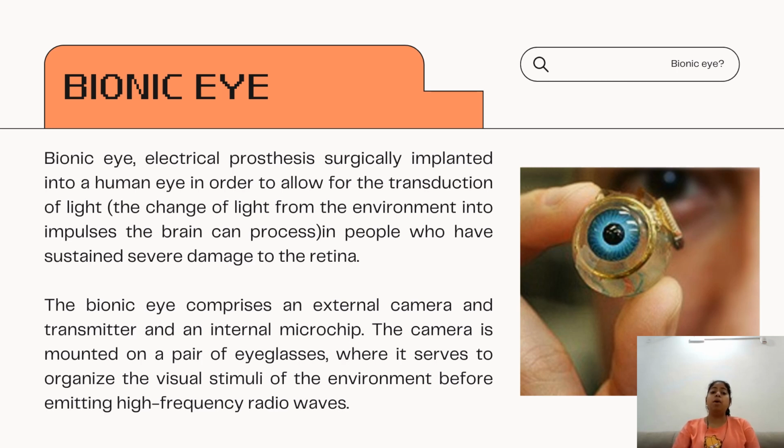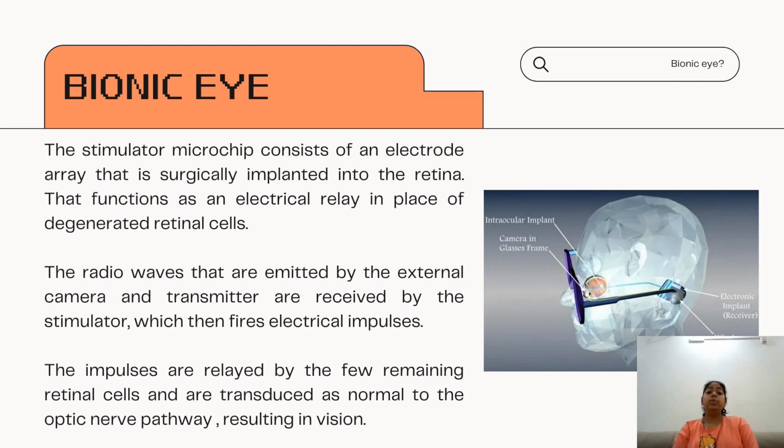The camera is mounted on a pair of eyeglasses, which serves to organize the visual stimulation of the environment before emitting high-frequency radio waves. The stimulator microchip consists of an electrode array that is surgically implanted into the retina and functions as an electrical relay in place of degenerated retinal cells.